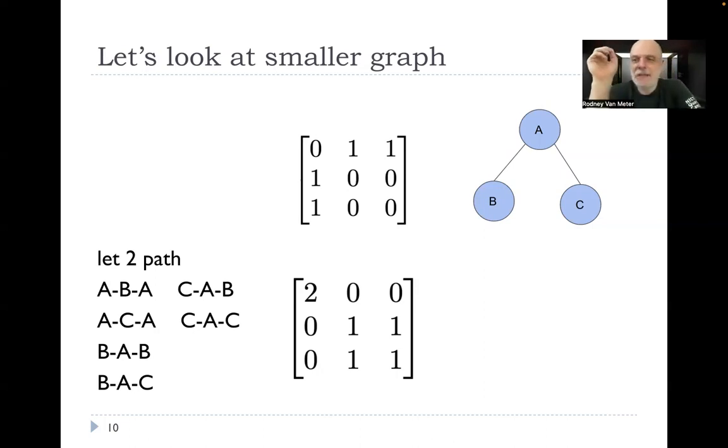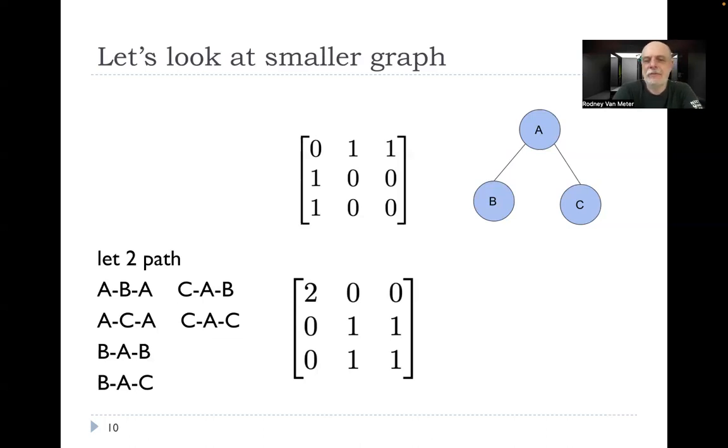If we talk about taking 2 steps on this graph, always having to follow an edge when we move, if we start at A, we can go ABA or ACA. If we start at B, we can go BAC. If we start at C, we can go CAB. That's about it, right? Also BAB and CAC, right? So that gives us a total of 6 entries here, actually.